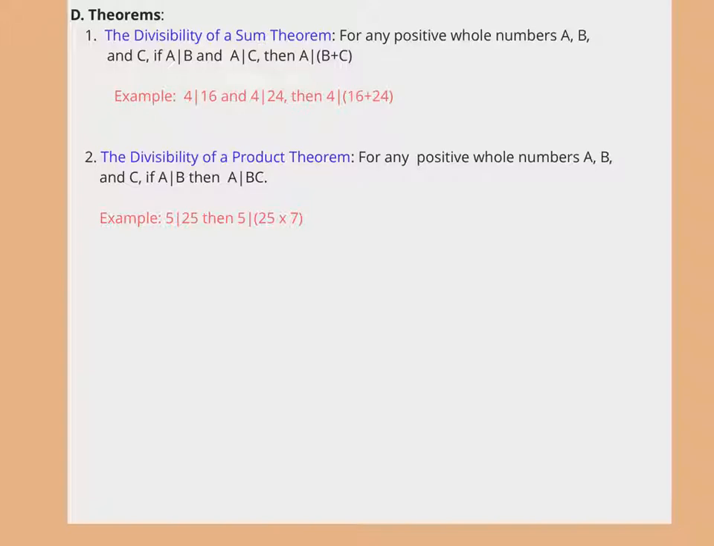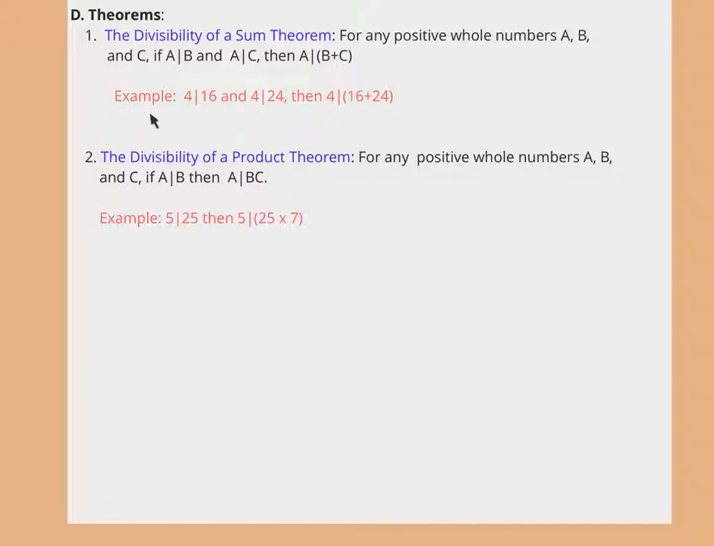So we have 2 theorems in this section. One theorem deals with divisibility of the sum, and another deals with divisibility of the product. If we take a look at the first theorem here, this theorem tells us that if A is a factor of B, and A is also a factor of C, then we know that A will be a factor of the sum of those 2 numbers.